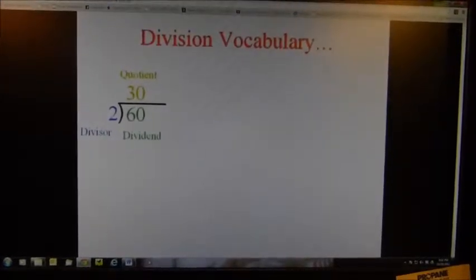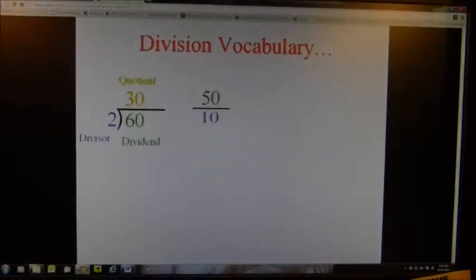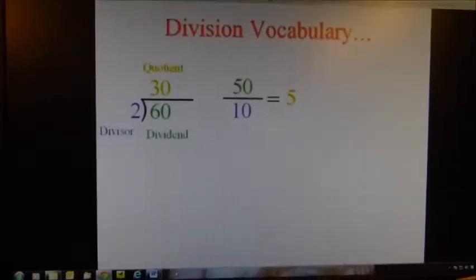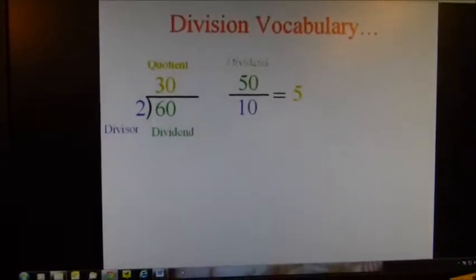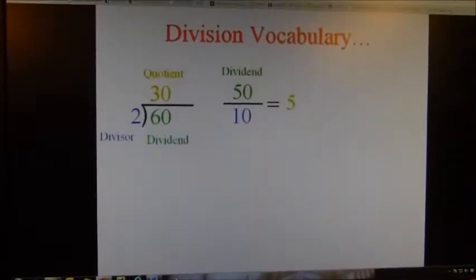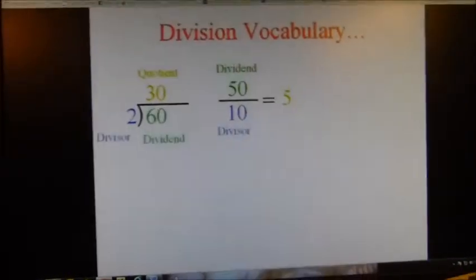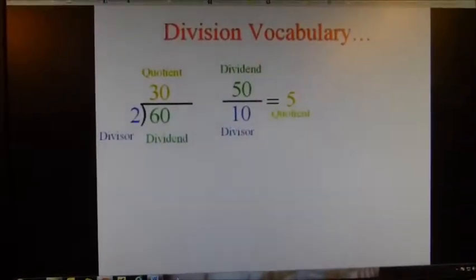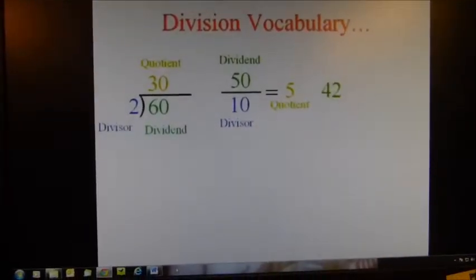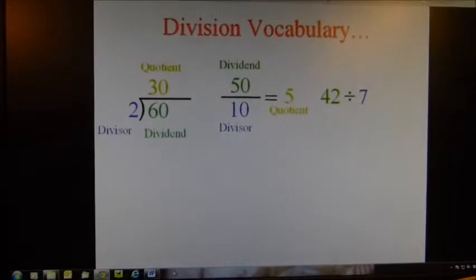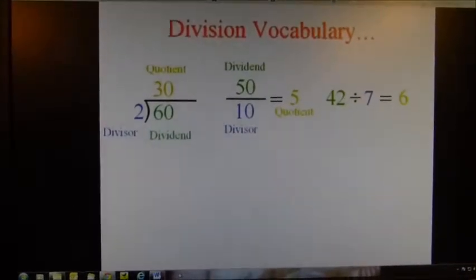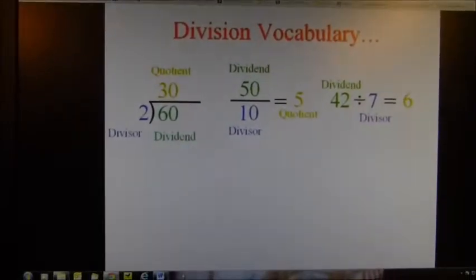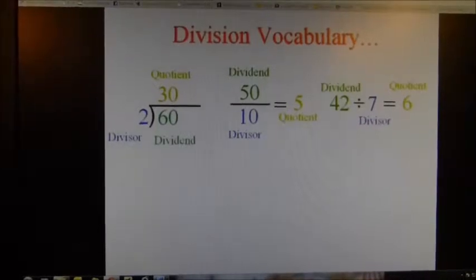Now they may look a little different sometimes. For instance, in this problem, you call it a fraction. You may call it a numerator and the denominator, but we can still say that 50 is the dividend, the guy getting divided, 10 is the divisor, the guy doing the dividing, and 5, since it's the answer, is the quotient. It may even look like something like this: 42 divided by 7 is 6. Well, this one's easy. There's your dividend. There's your divisor. And of course the answer is the quotient.